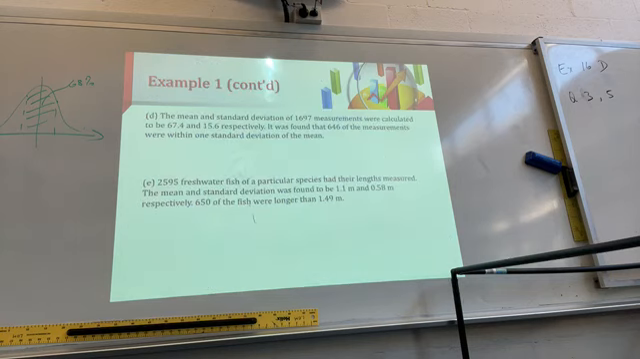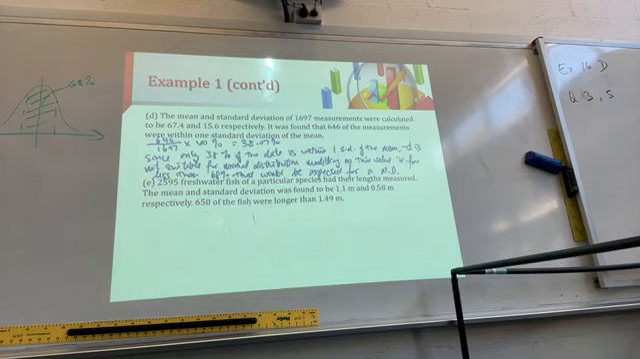All right, what about 1D? The mean and standard deviation of 1697 measurements were calculated to be 67.4 and 15.6 respectively. It was found that 646 of the measurements were within one standard deviation of the mean. All right. Now, think about the proportion. 646 over 1697. How many percent is that? 38.07%. Not enough. So is it going to be all right? No. So you need to be able to justify it. All right, the next one is an interesting one.